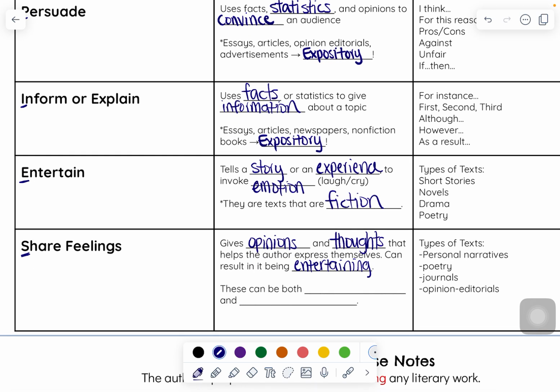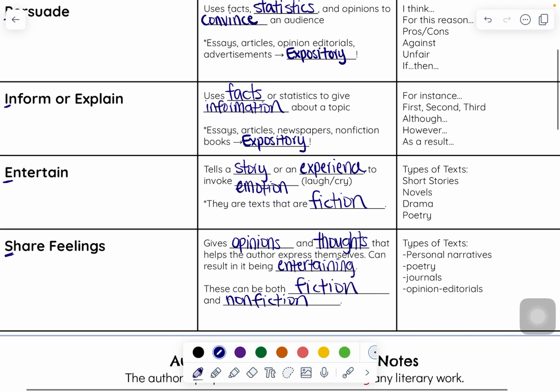These can both be fiction and nonfiction. Types of text that we have could be personal narratives, poetry, journal, and opinion editorials.